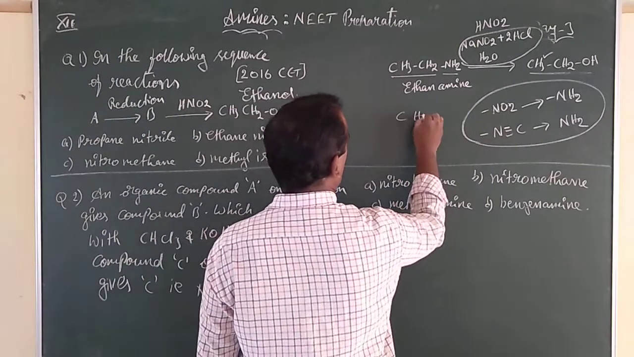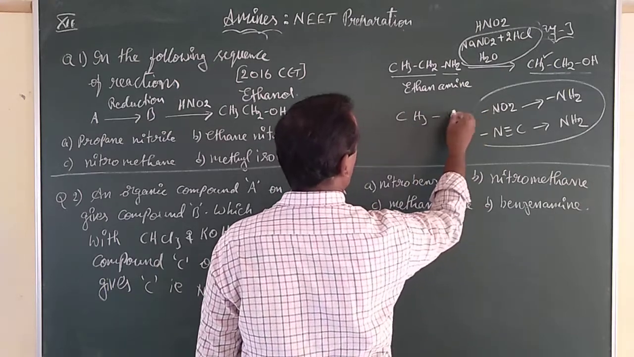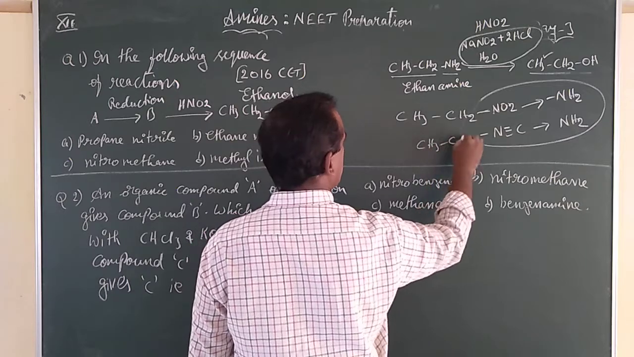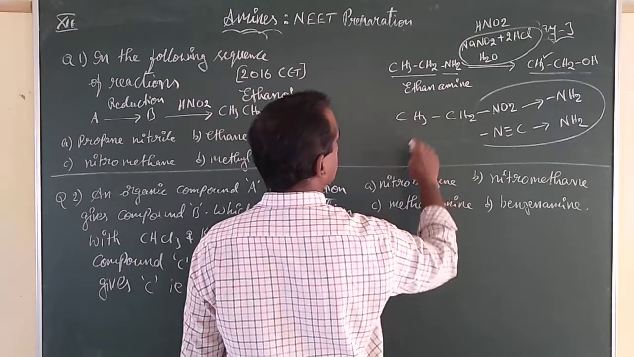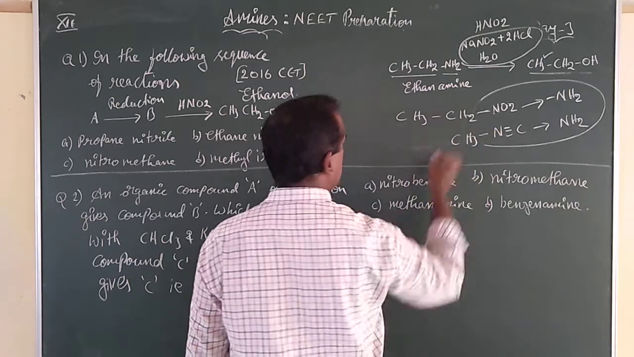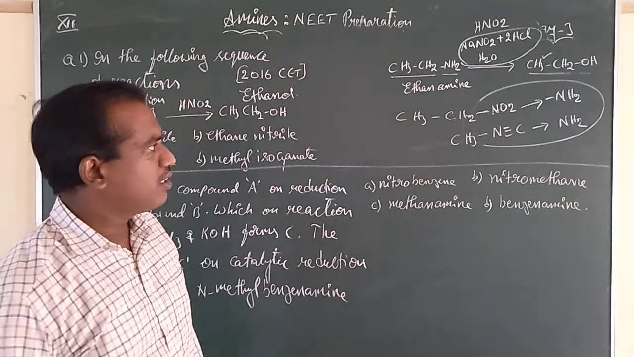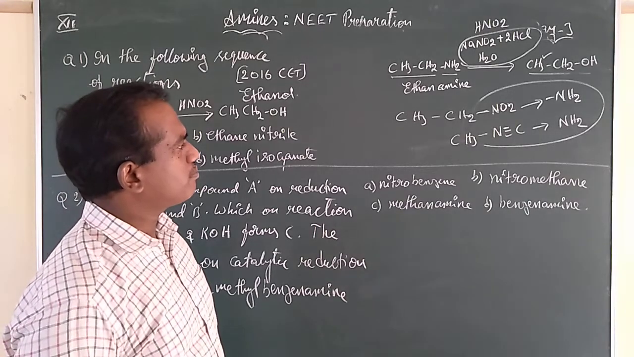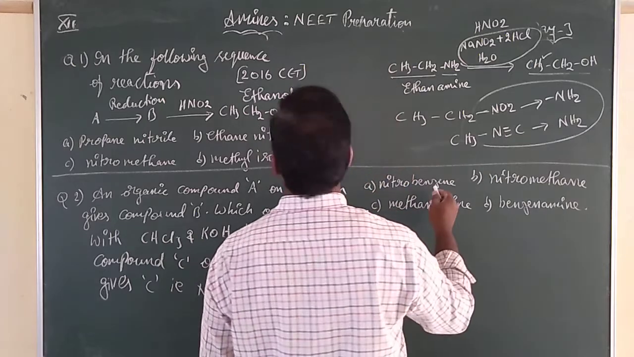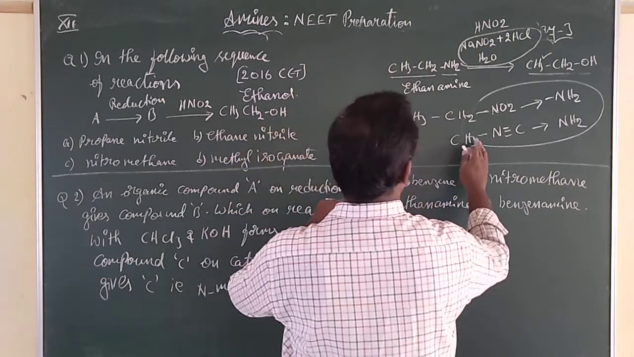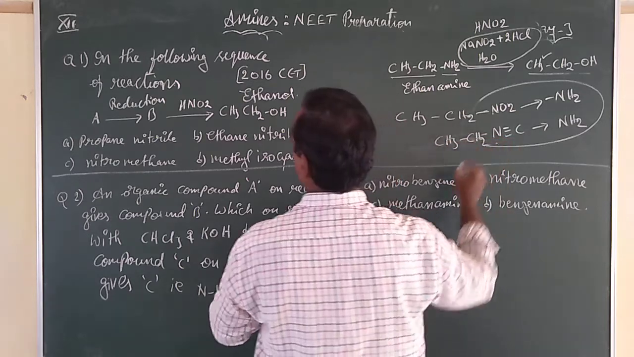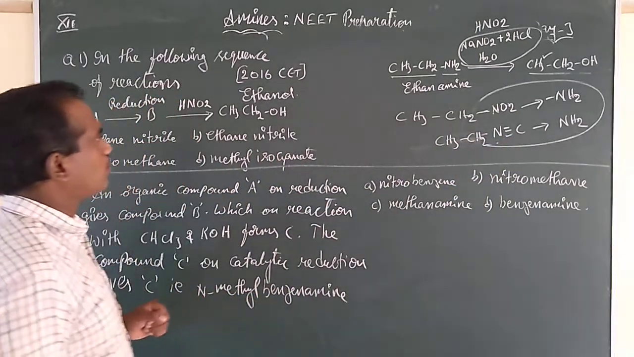If it is having an NO2 group, then this may be its formula. How many carbons are there here? Only 2 carbons, no? If A is having CH3, then this is the chance. Yes, we can have the CH3. How many carbons are there? 3 carbons are there, no? So then we can have CH3, CH2.